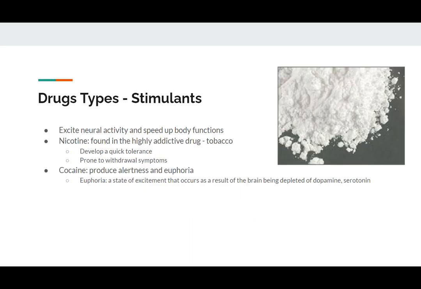Our second category is stimulants. Stimulants are another classification of drugs that are known to excite neural activity, which is the opposite of depressants, and speed up body functions. Drugs that fall into this category include nicotine, methamphetamine, cocaine, ecstasy, and MDMA.